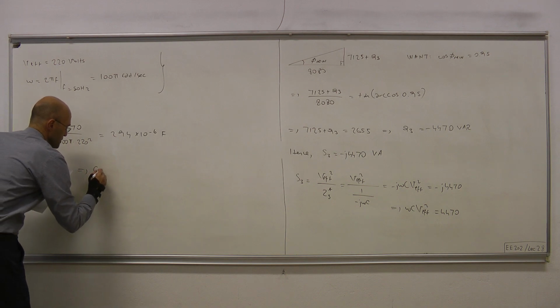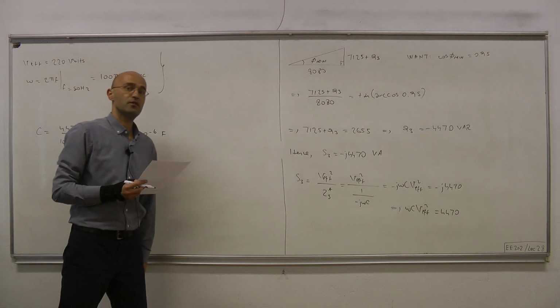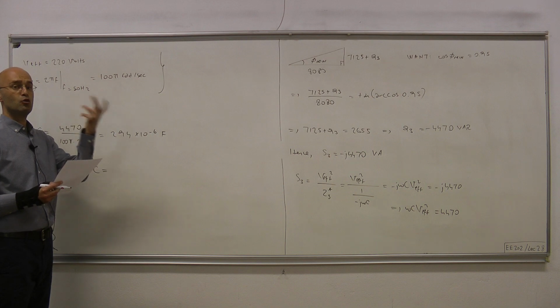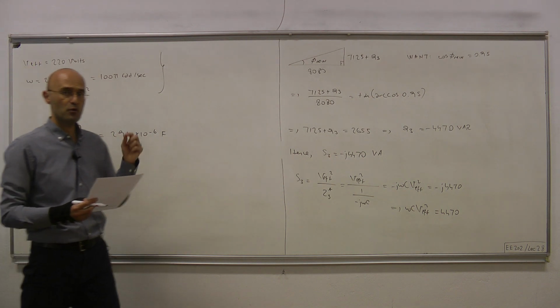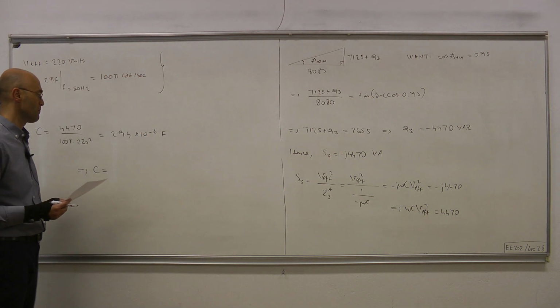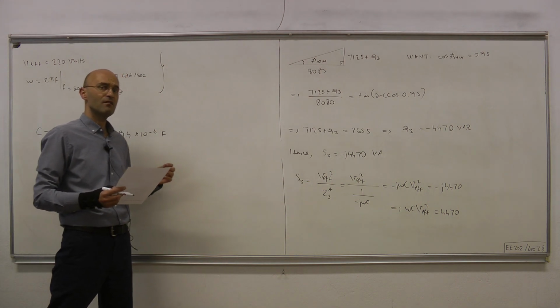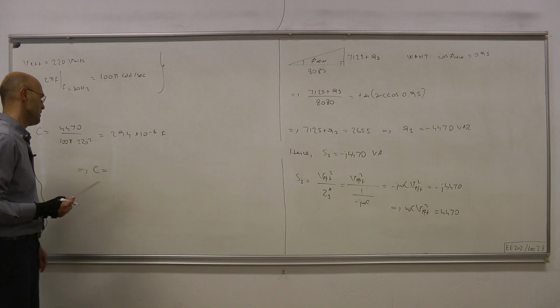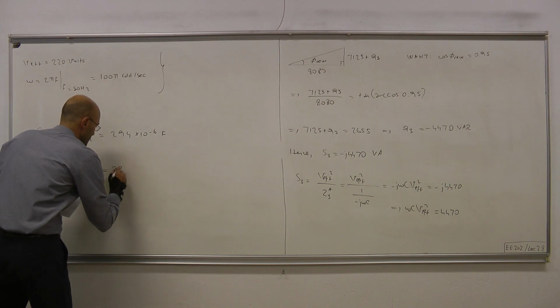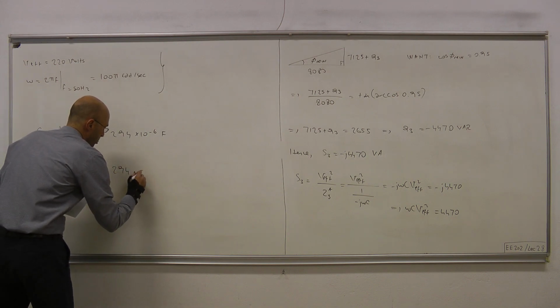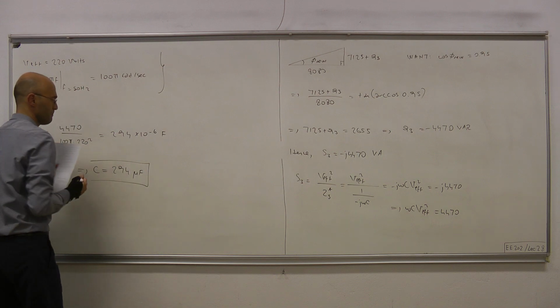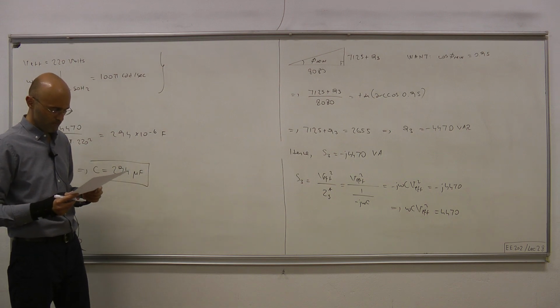Hence, the capacitance of the capacitor to be connected in parallel with the first two loads, Z1 and Z2, in order to increase the power factor from 0.75 to 0.95 equals 294 microfarads. Okay.